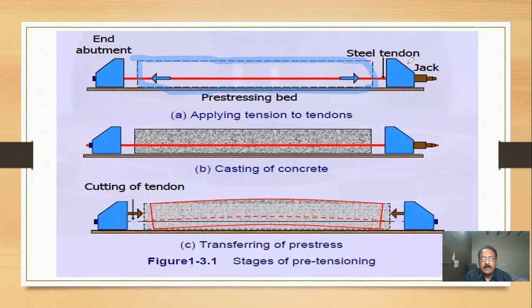This is an abutment and steel tendon. After casting, we will have this pre-tension and undergo tension, then casting of concrete. After tensioning, we will pour the concrete in the formwork. Okay, in this way we cast. This is just the basic concept of how to construct pre-stressed concrete members.